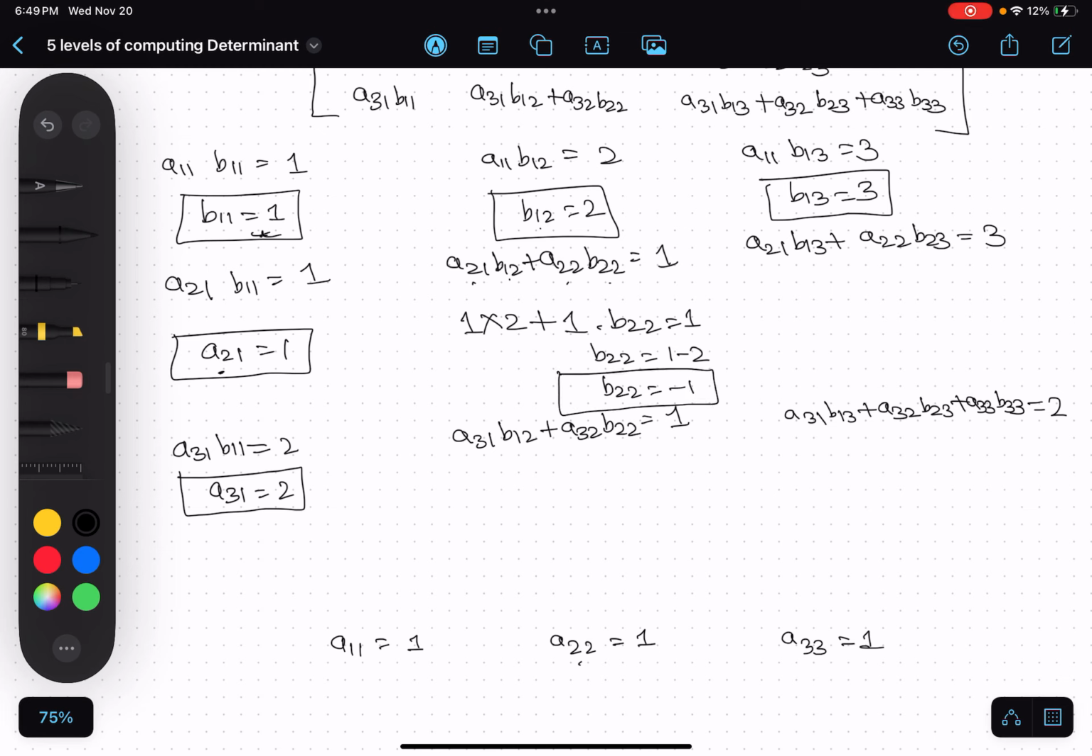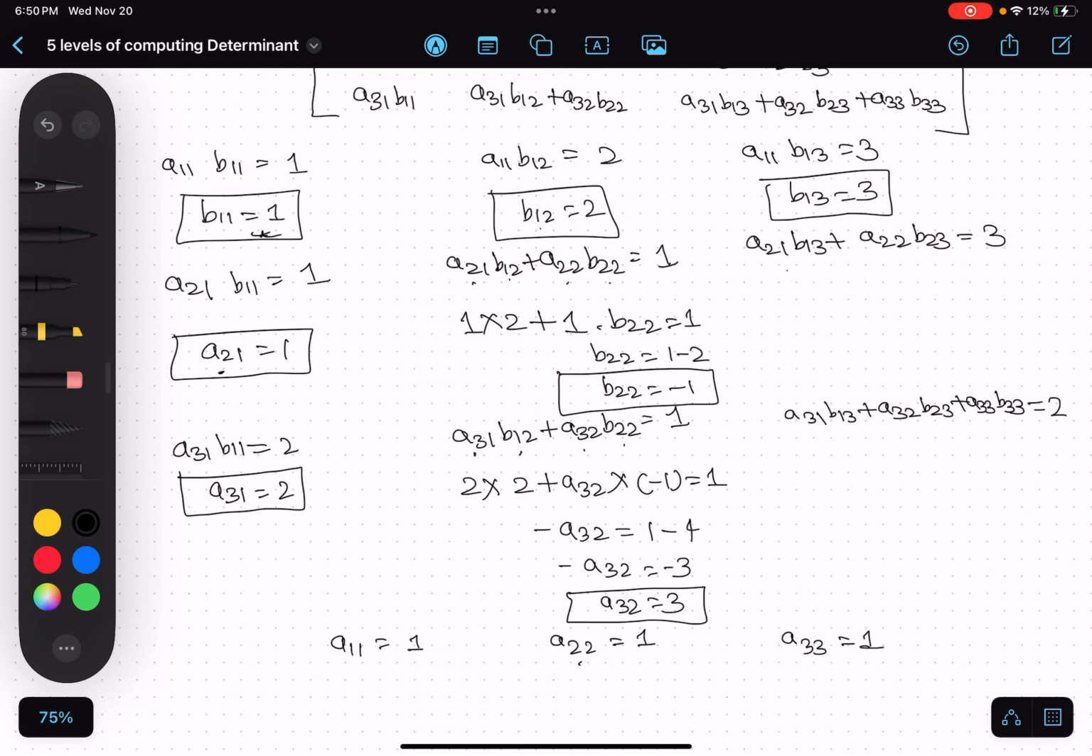Now I can try to solve this, I guess. I have A31 already, B12 already. I don't have A32, but I have B22 from here, right? So I can solve it. This is 2 times B12 is 2 plus A32 times B22 is negative 1, which is 1. So negative A32 is equal to 1 minus 4. Negative A32 is equal to negative 3. So A32 is equal to 3. So we have A32 as well.